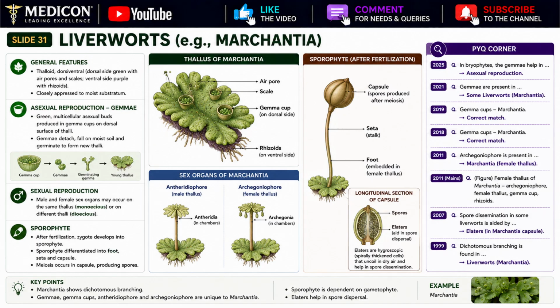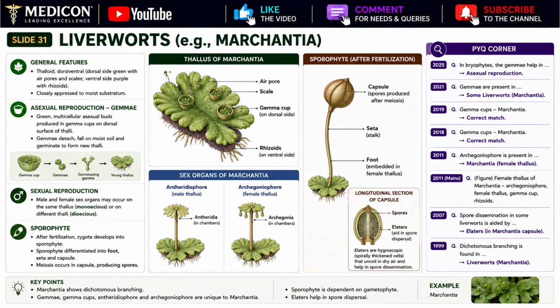Asexual reproduction is through gemmae. What do you mean by gemmae? Green, multicellular asexual buds produced in gemma cups on the dorsal surface of the thalli are called gemmae. So gemmae are green, and gemmae are multicellular also. Gemmae detach, fall on moist soil and germinate to form new thalli. So the gemma cup produces gemmae, and gemmae germinate into a young thallus.